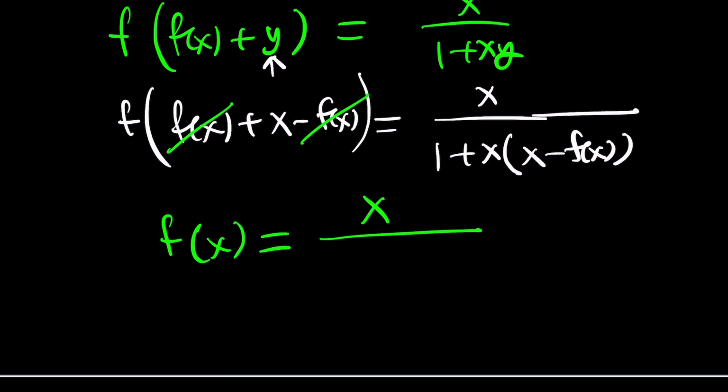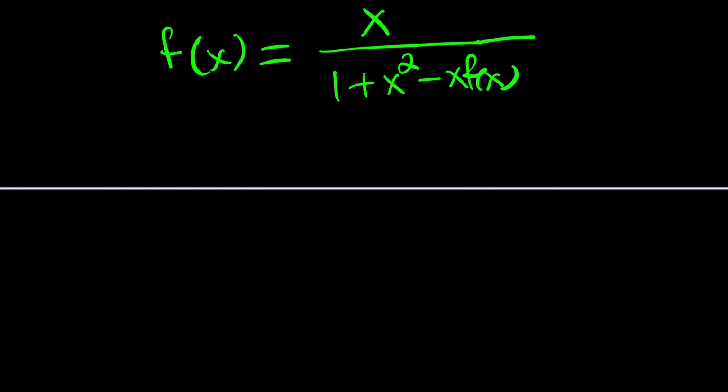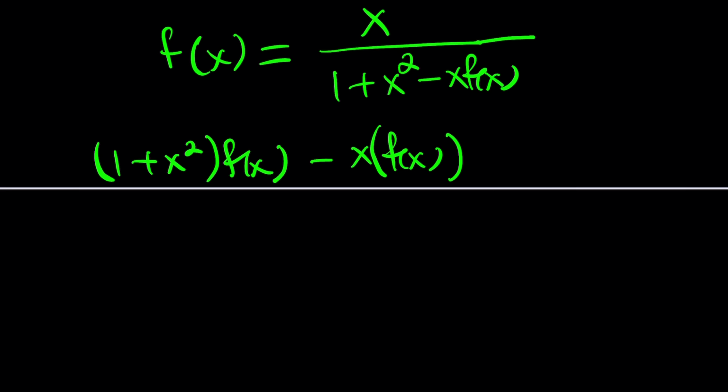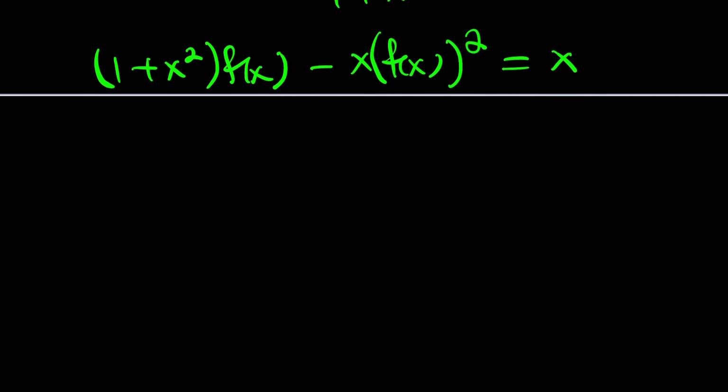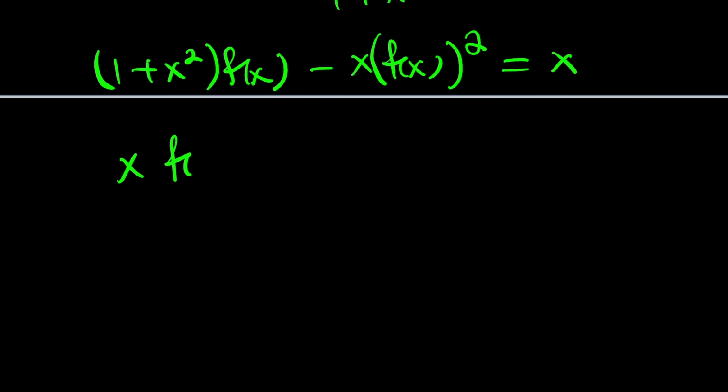On the right-hand side, though, things aren't that nice. This gives you 1 plus x squared minus x f of x. Great. Now, if we can extract f of x from here, which we can, by the way, then we'll be super happy, don't you think? All you have to do is distribute and isolate f of x. That's all you have to do. Simple, right? So if you distribute, like cross multiply, 1 plus x squared times f of x minus x times f of x squared. Uh-oh, Houston, we have a problem. That'll be a quadratic equation. Quadratic in f of x, which is kind of interesting.